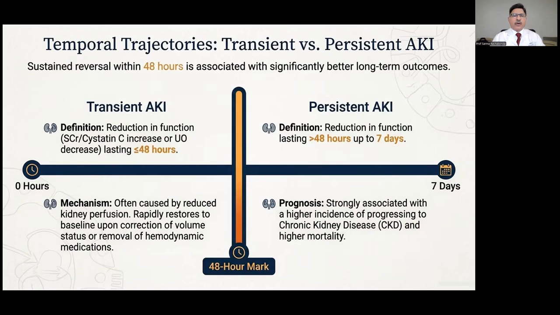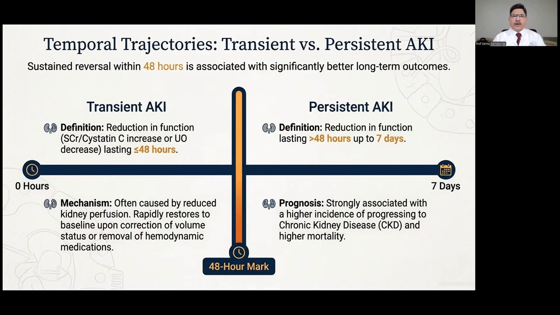Okay, what are the four quadrants we have? Transient AKI: a reduction in function in the form of serum creatinine rise, cystatin C increase, or urinary output decrease lasting for less than 48 hours. That's why it is transient. Persistent means the same thing occurring for more than 48 hours, up to 7 days.